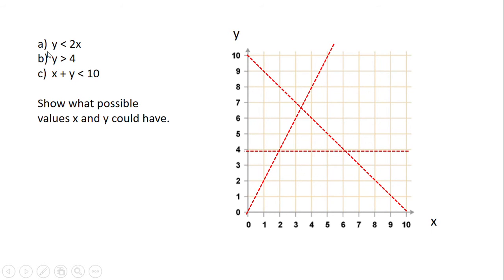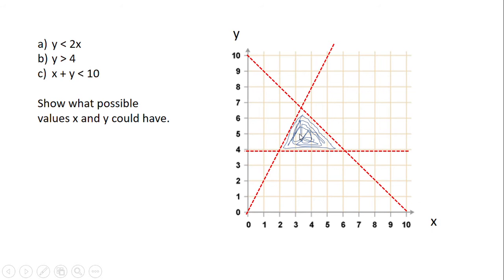Okay, so y is smaller than 2x. So we draw the line y equals 2x. Because y is smaller, anywhere below that line, y is going to be smaller than 2x. Okay, y equals 4. Anywhere above that line, y is going to be greater than 4. X plus y is smaller than 10. This is the line x plus y equals 10. Anywhere below that line, x plus y is going to be smaller than 10. So all of these points here, let's pick that as an example, 3 and 5.